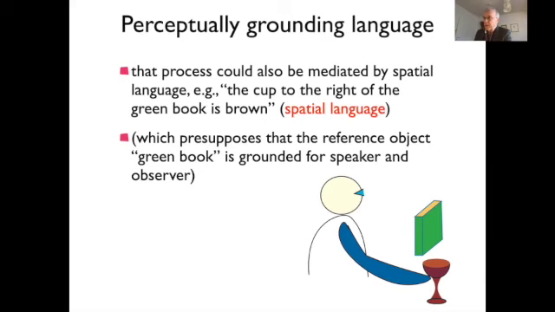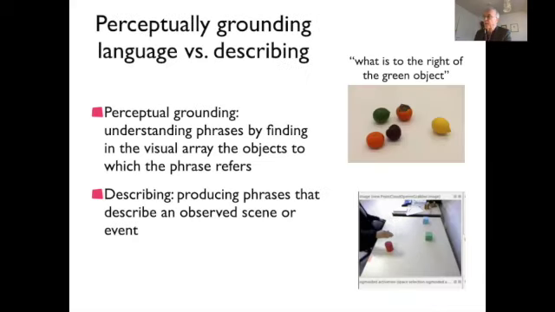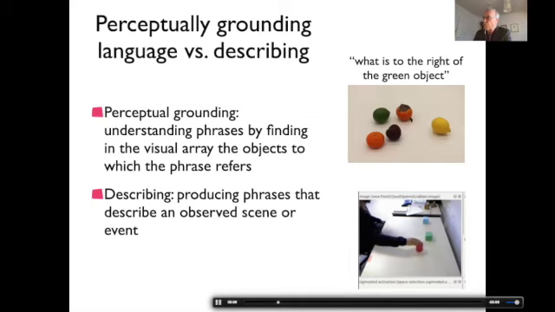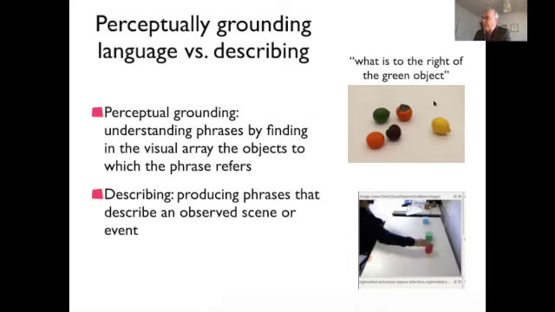So that's a form of spatial language. So here again, I make that contrast between perceptual grounding and describing. I already did that verbally before. So grounding is when you're identifying in a shared scene what the speaker is talking about. So what is to the right of the green object? This is the green object. This is what is to the right of, right? This presupposes that we can ground green object.